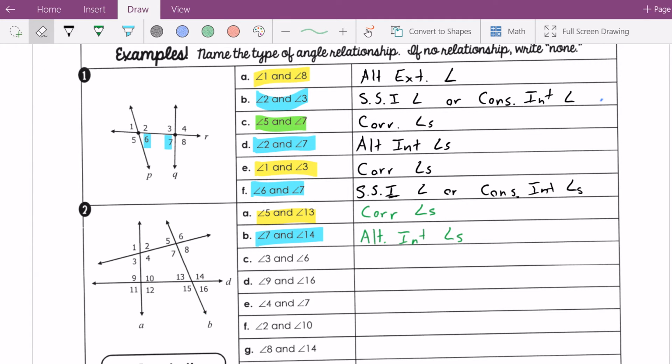Moving on to C, we got 3 and 6. So we got 3 here, 6 here. They are both on this top line, which they labeled A, B, D. They forgot to actually label that one, but I'm assuming it probably should be C. Okay. If we only worry about that line, 3's on the outside, 6 is on the outside. 3's on the bottom, 6 is on top. So that would be alternate exterior angles.